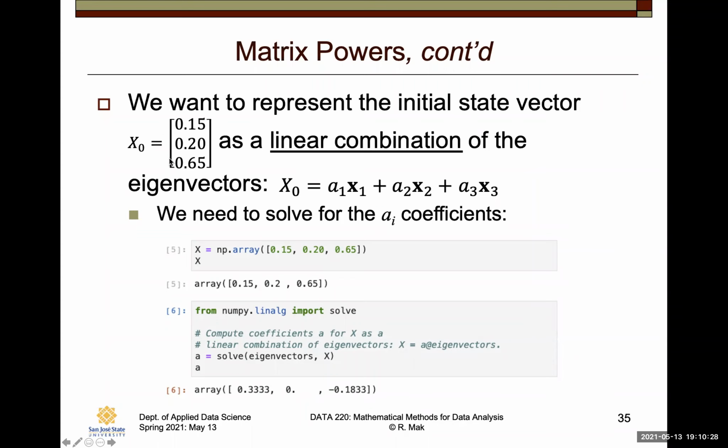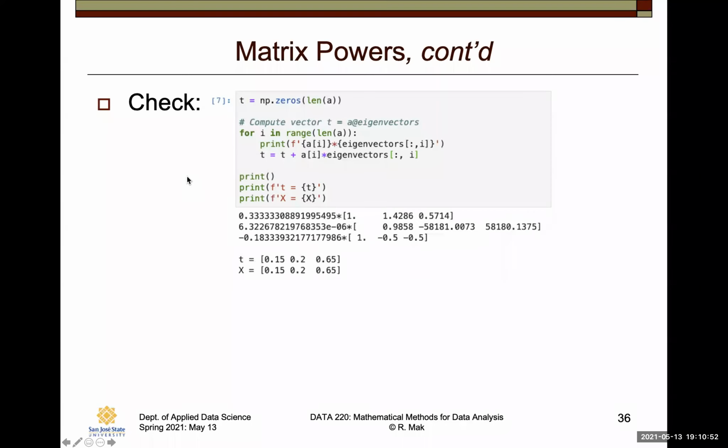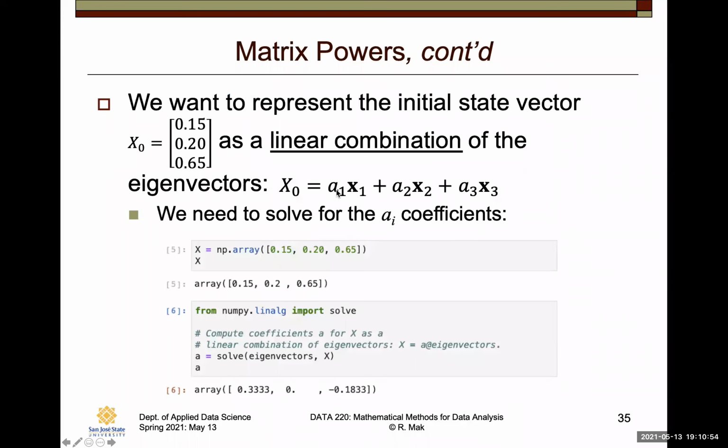Okay, these were the initial percentages of people in the various stores or in no store, and we want to represent the initial state vector as a linear combination of the eigenvectors. So x1, x2, and x3 are the eigenvectors, and to get a linear combination, we have to compute the coefficients.